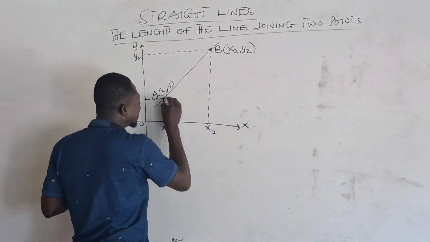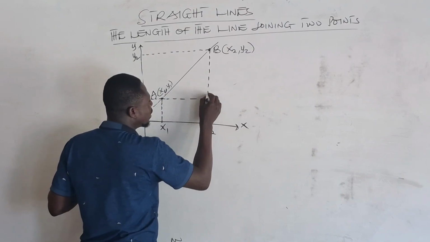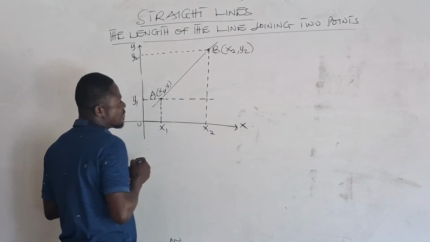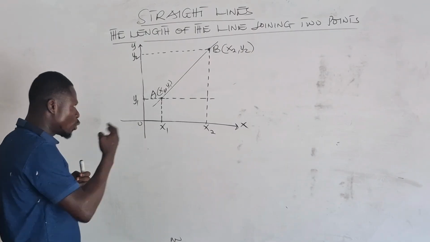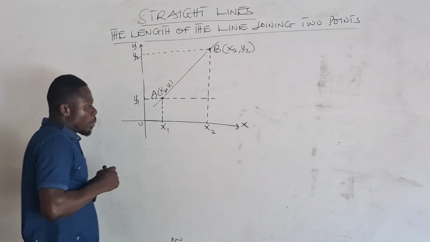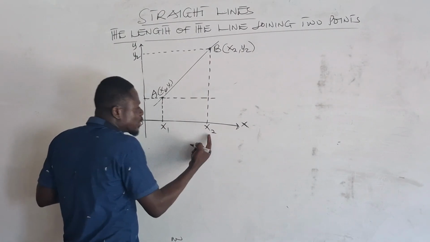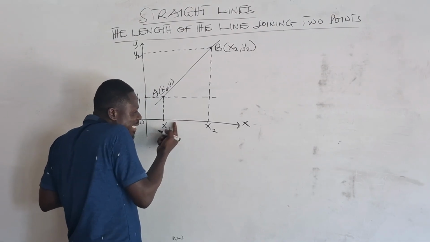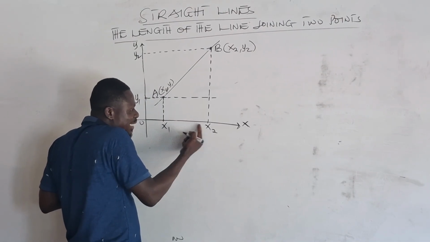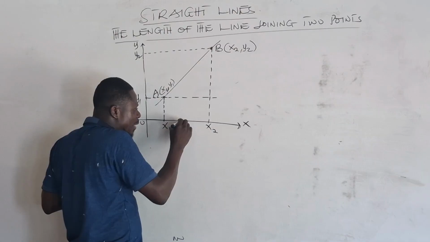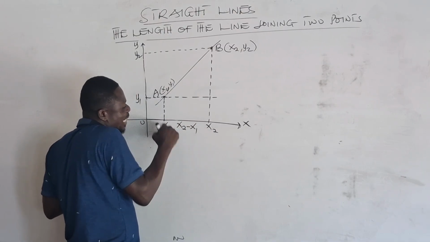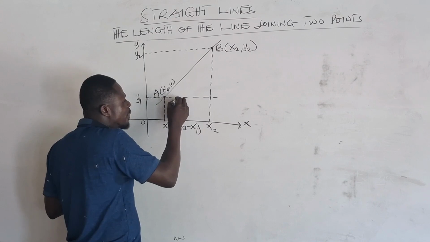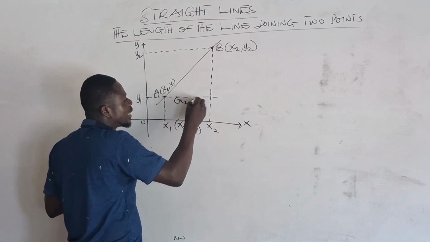When this is extended, we will have a nice diagram drawn. We will go to it later. Now, x1, x2, if you want to find the length here, or the difference, it will be the bigger one minus the smaller one. The x2 is bigger than the x1. It means that we will have it as x2 minus x1.